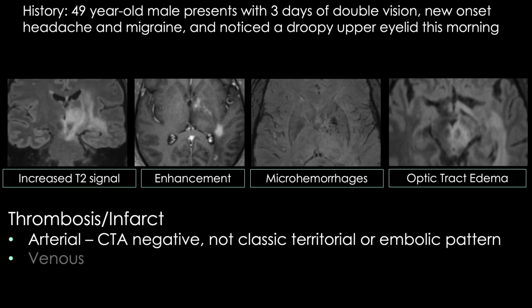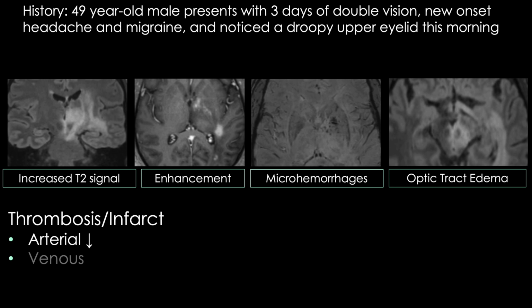Plus, we already performed a CTA head and neck which was negative, and there was no diffusion abnormality on the MRI to show evidence of acute or subacute infarction. So we can exclude an arterial infarct. One even more commonly missed etiology you should always think about when you see edema and enhancement within the deep brain structures is a venous infarct.